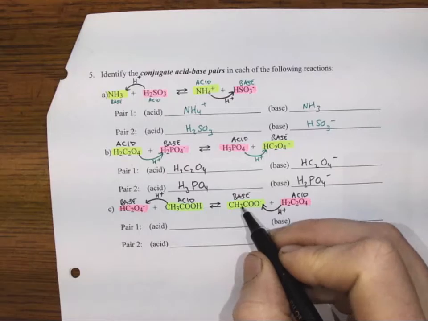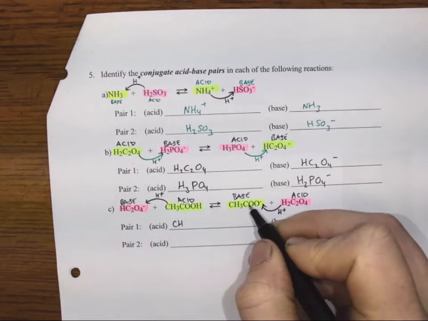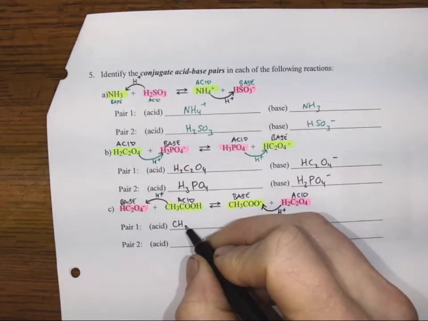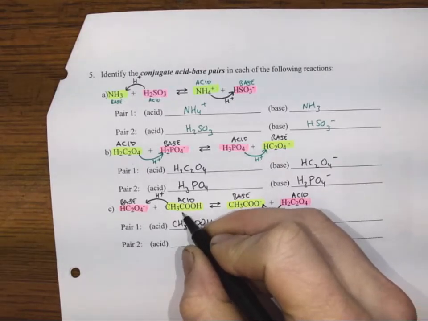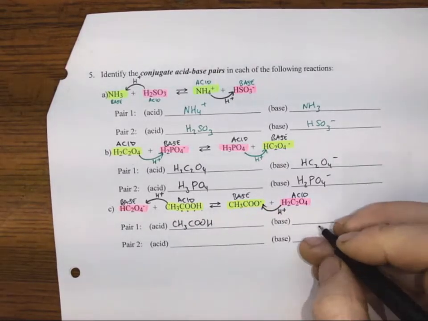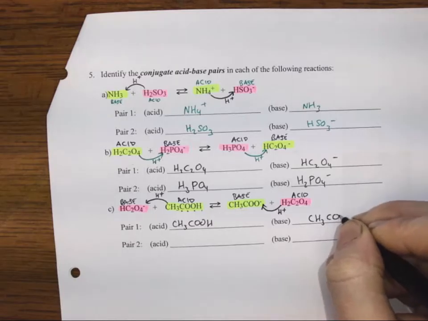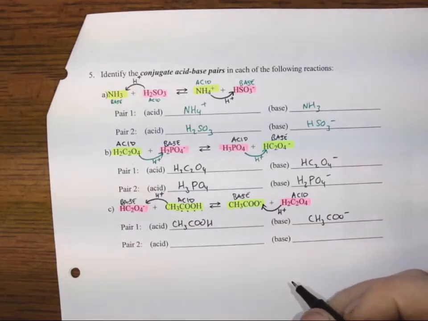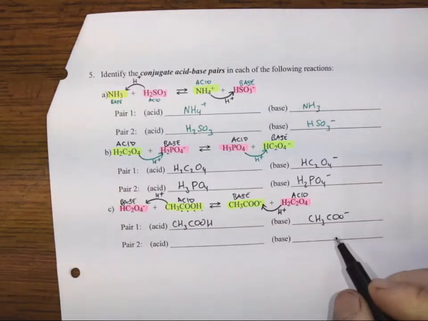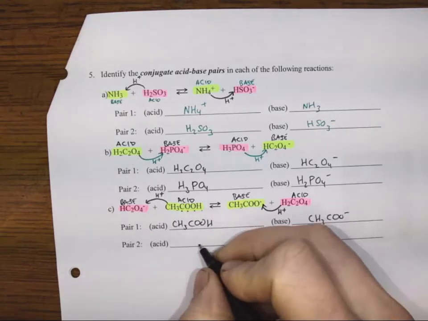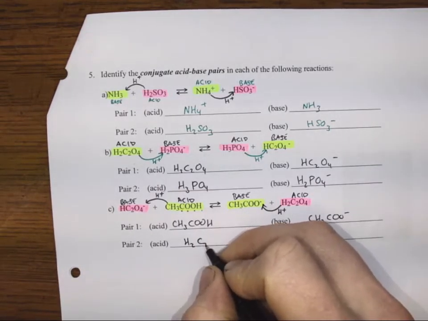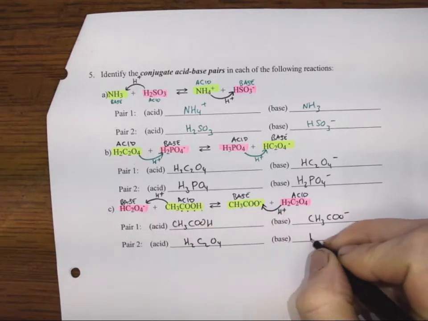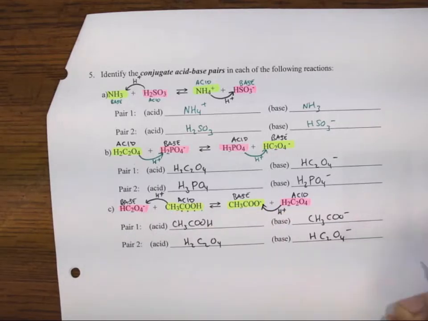Alright, and so we could say we have our acid base pair here. That's our first one, CH3COOH, an organic acid, COOH, and a base, CH3COO minus. And then we have another acid-base pair. In this case, the acid is H2C2O4, and the base is HC2O4 minus. Alright, so let me know if you have any questions about any of those. And we'll be moving on from this material tomorrow.